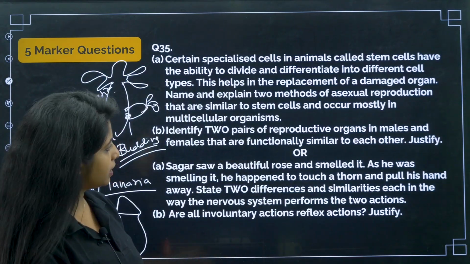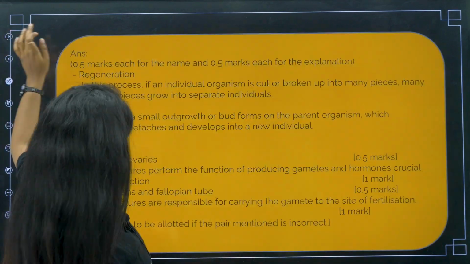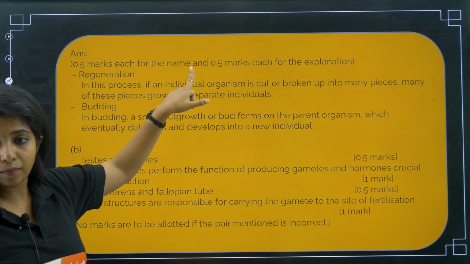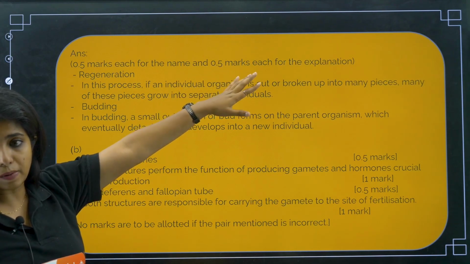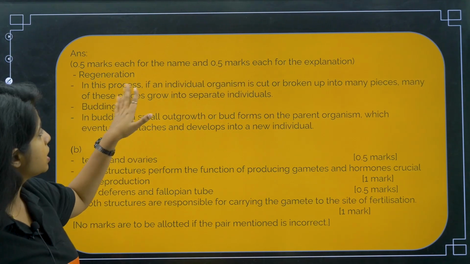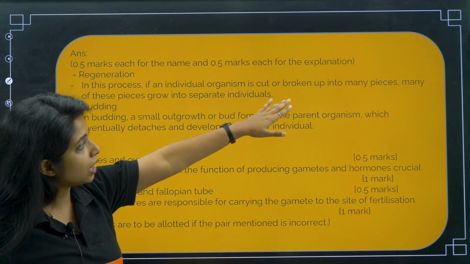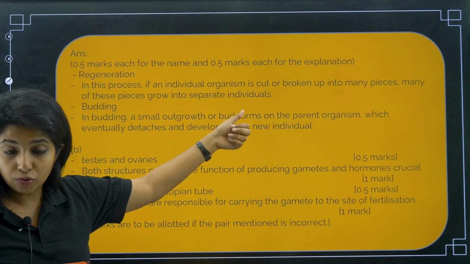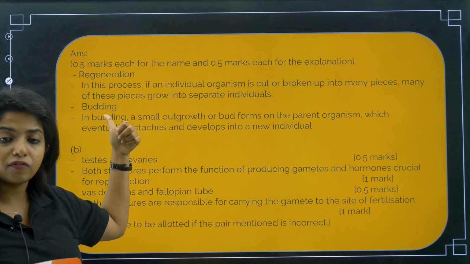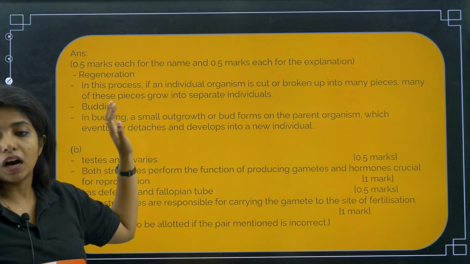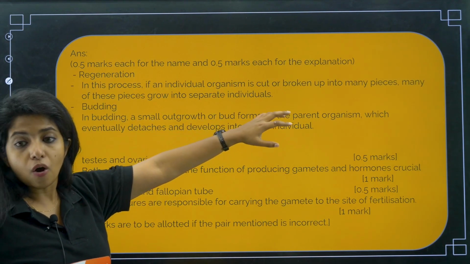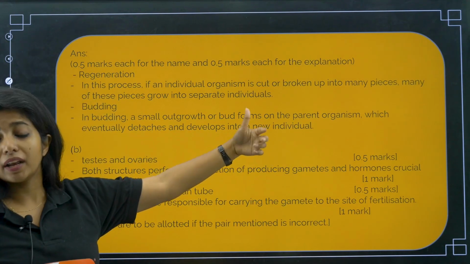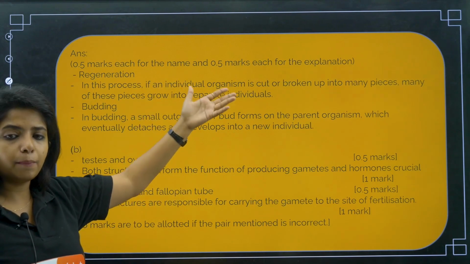So, how do you frame the answer? Let's see it. It is a 5 marker question, so you cannot mess it around. This will be the answer. 0.5 marks each for the name and 0.5 marks for the explanation. So, regeneration is the first. In this process, if an individual organism is cut or broken up into many pieces, many of these pieces grow back into separate individuals. Now, you have budding, the next mode of asexual reproduction. In budding, a small outgrowth or bud forms on the parent organism, which eventually detaches and develops into a new individual. Example is hydra. Regeneration example is what?